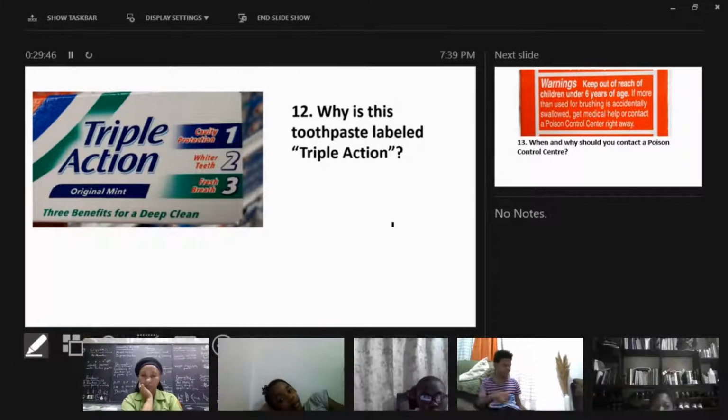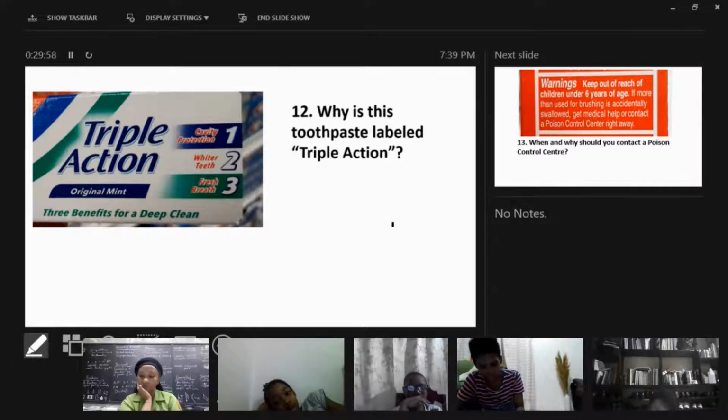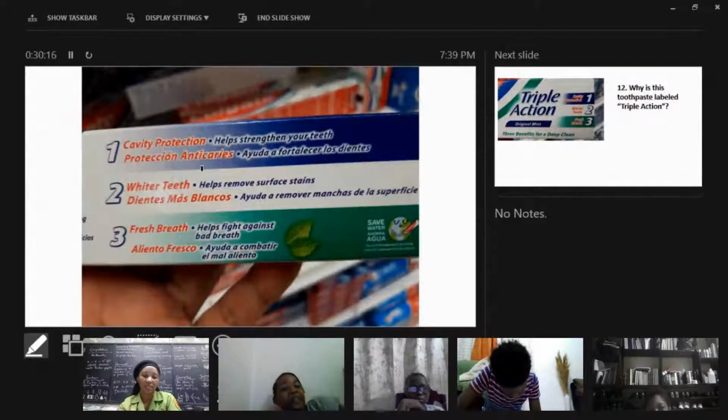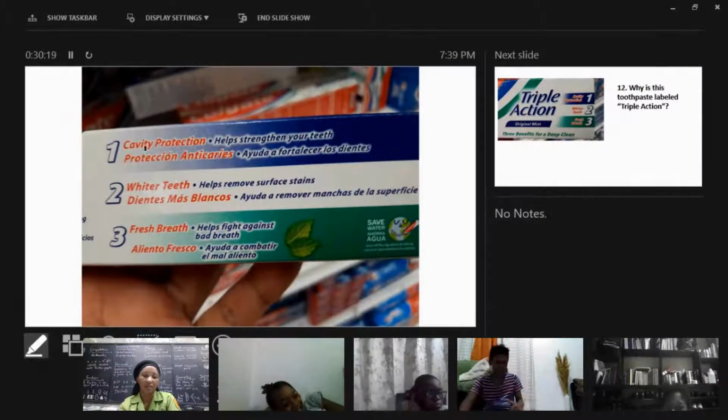Number 12. Why is the toothpaste labeled triple action? Miss, it's labeled triple action because it has 3 benefits that do actions. For the whiter teeth, miss, that helps to remove surface stains. Fresh breath helps fight against bad breath. Miss, I don't remember the first one, where it says cavity protection. I think it says cavity protection. Yes, miss.